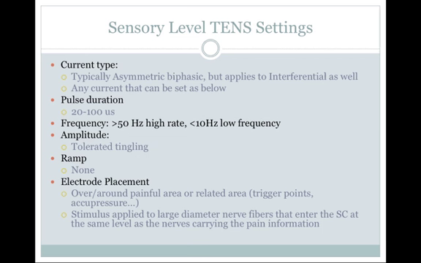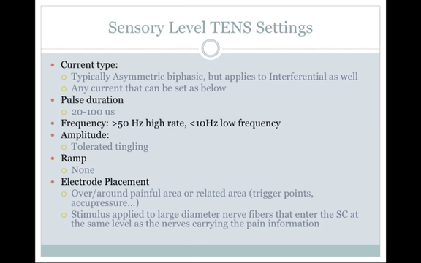But typically any asymmetric biphasic, but really any kind of current where we can control the parameters, get the frequency set correctly, get the pulse duration down real low, and set up for that tingling sensation, is going to be used for sensory level TENS. And this really applies to our interferential current as well. So like I said, the amplitude is just a nice tolerated tingling sensation. We're not using any ramps.